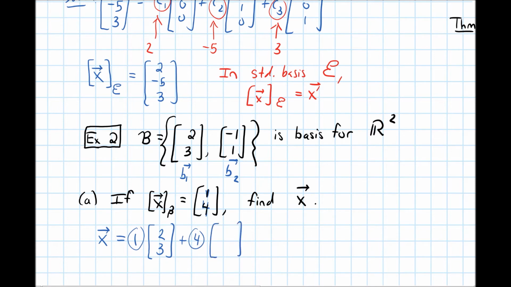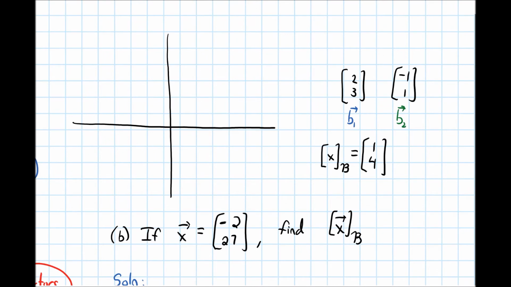And then the vectors that are in the linear combination are the basis vectors. So 4 is multiplying b2, which is [-1, 1]. And if we work out what this is, we get [-2, 7]. So what I want to do next is describe geometrically what this coordinate vector [1, 4] represents.